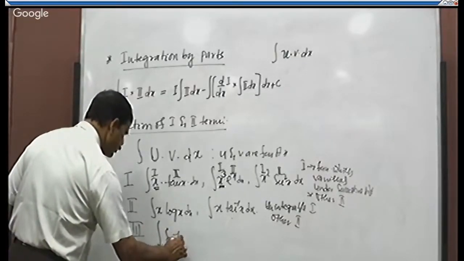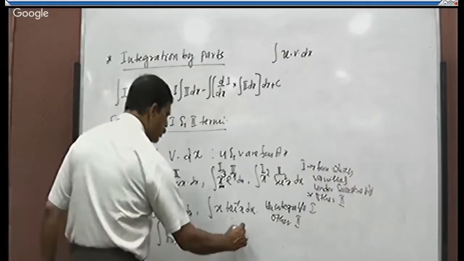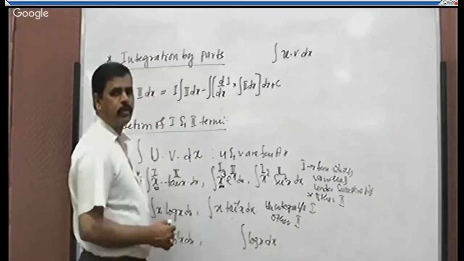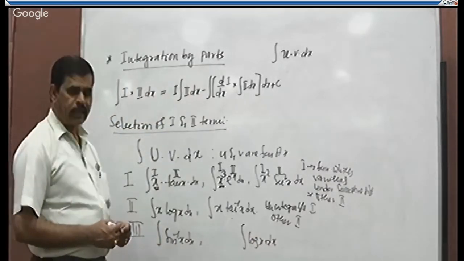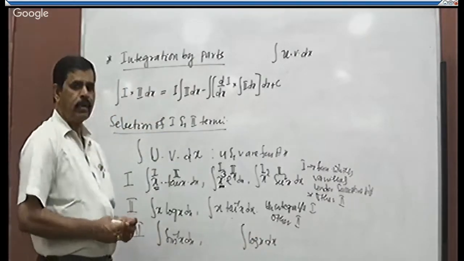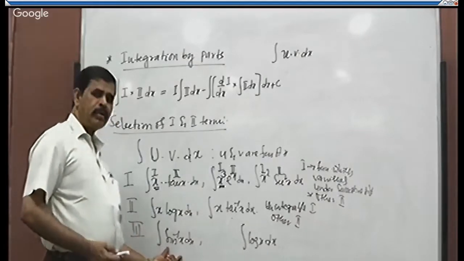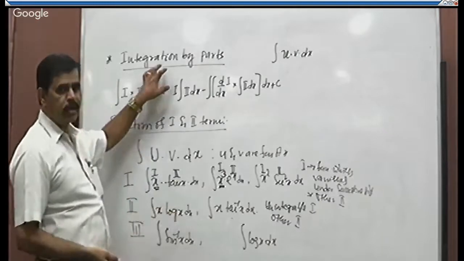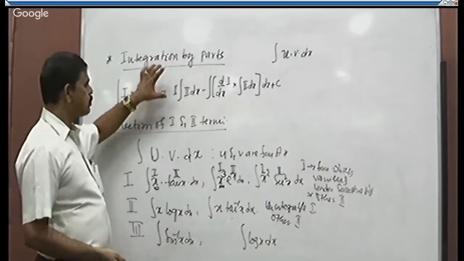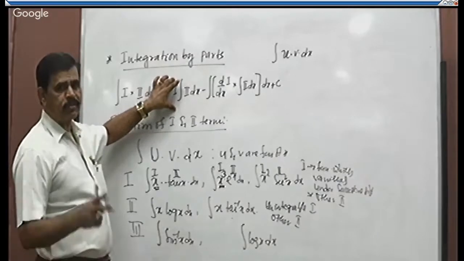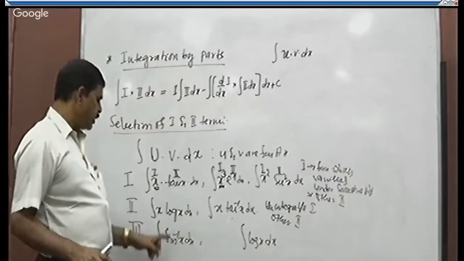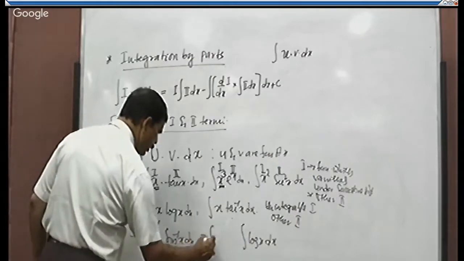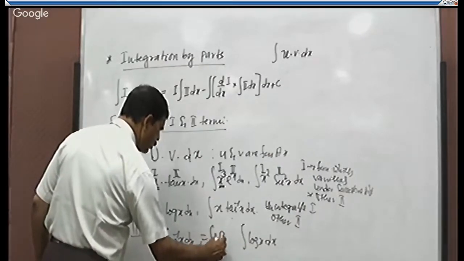See, sin inverse x dx, log x dx. We don't have two terms. We have only one term. So it is said to be unintegrable term. If only unintegrable term is given, we can find its integration by using integration by parts. To take this integration by parts, we should have two terms, correct? So here only one term is there. You make that into two. How? By taking one into that given function.